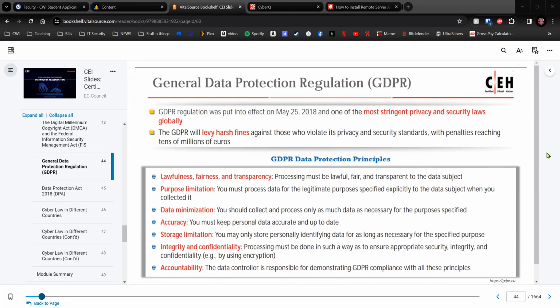Storage limitation. You may only store identifying data for as long as necessary for the specified purpose. Integrity and confidentiality. Processing must be done in such a way as to ensure appropriate security, integrity, and confidentiality. And accountability. The data controller is responsible for demonstrating GDPR compliance with all these principles.